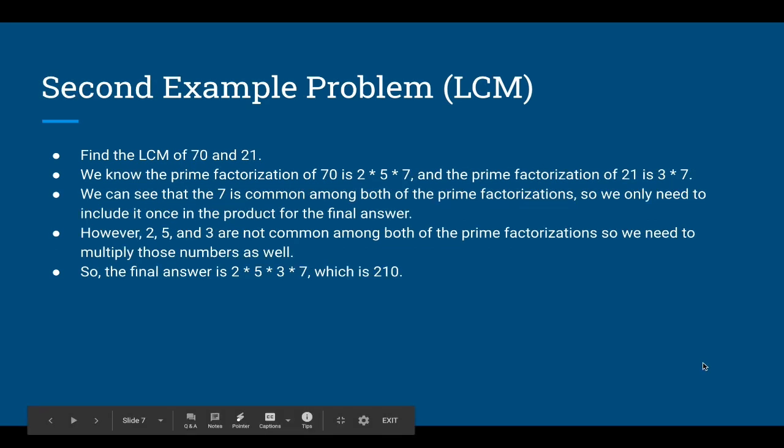Now let's do the second example problem, but I will do it a little bit faster. Find the LCM of 70 and 21. We know that the prime factorization of 70 is 2 times 5 times 7, and the prime factorization of 21 is 3 times 7. We can see that the 7 is common among both of the prime factorizations, so we only need to include it once in the product for the final answer. However, 2, 5, and 3 are not common among both of the prime factorizations, so we need to multiply those numbers as well. So the final answer is 2 times 5 times 3 times 7, which is 210.